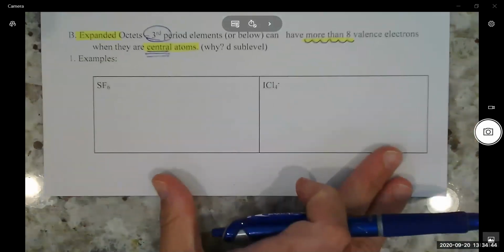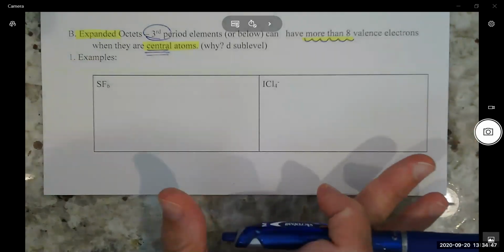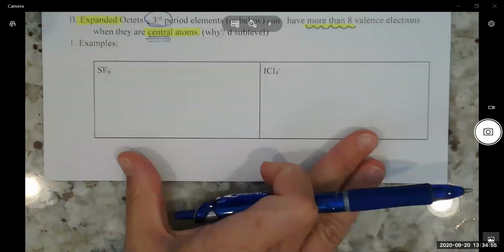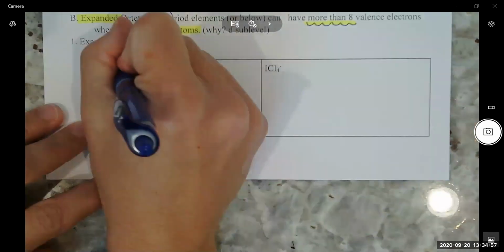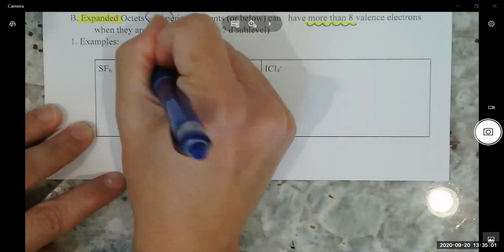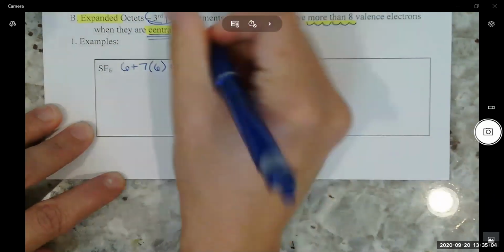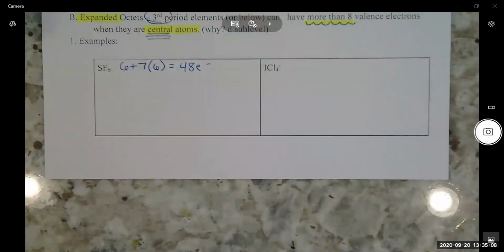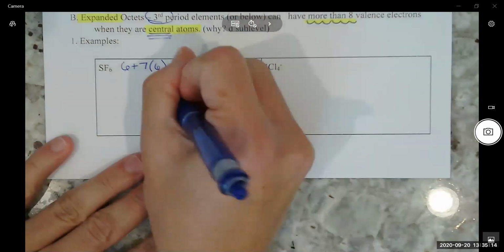So here's what that looks like. These are actually really easy to draw because you can just put extra electrons on the central atom and it's okay. So SF6. You are still going to start with the same steps, which is to add valence electrons together. So sulfur has 6, fluorine has 7, and there are 6 fluorines there. That's 48 electrons. These expanded octet molecules have a lot of electrons. Okay, so our central atom is sulfur.